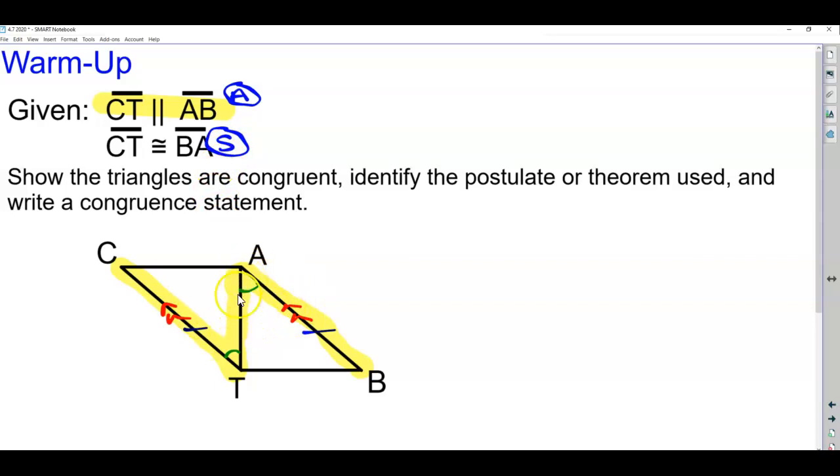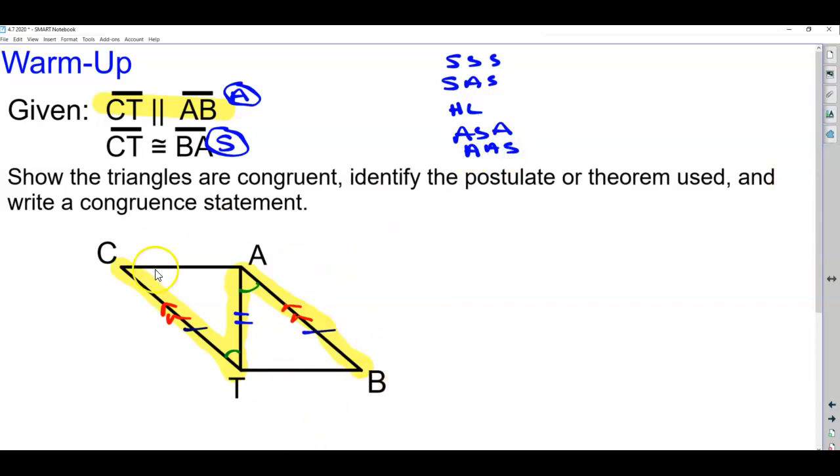But we do notice that the two triangles share a common side, and that's called the reflexive property. We'll learn that much later. But that shows us we have another pair of sides that are congruent. So if I'm going through my thought process and thinking, what do we already know? Side, side, side; side, angle, side; hypotenuse, leg; angle, side, angle; and angle, angle, side.